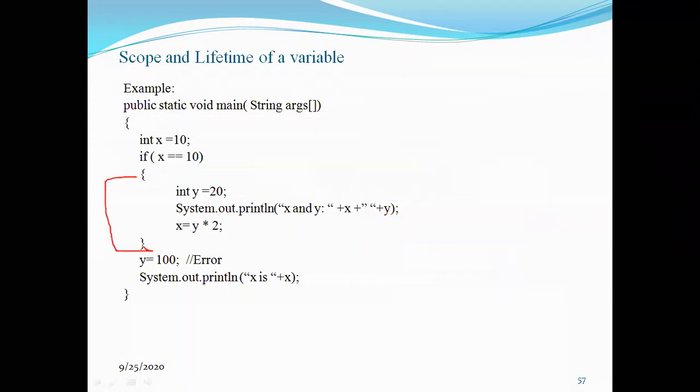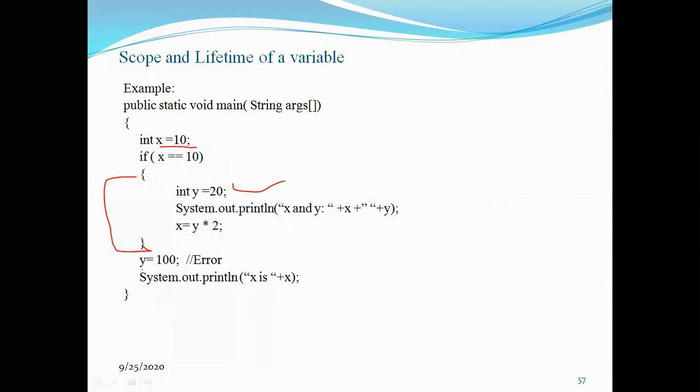So this is one block. Here y equals 20. This is a local variable, and this x value is there. x is declared within the main function, and y is declared within this particular block.